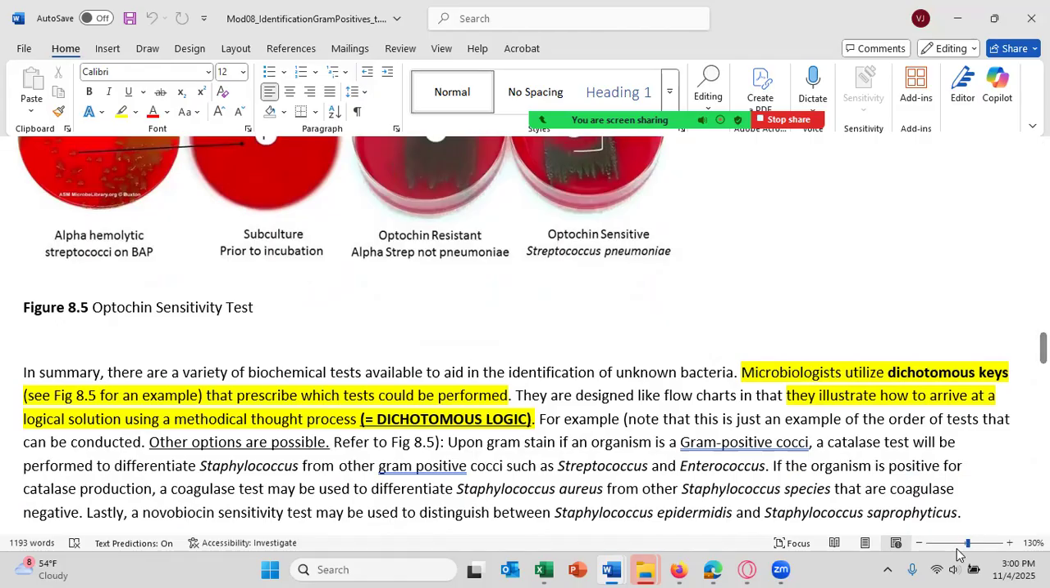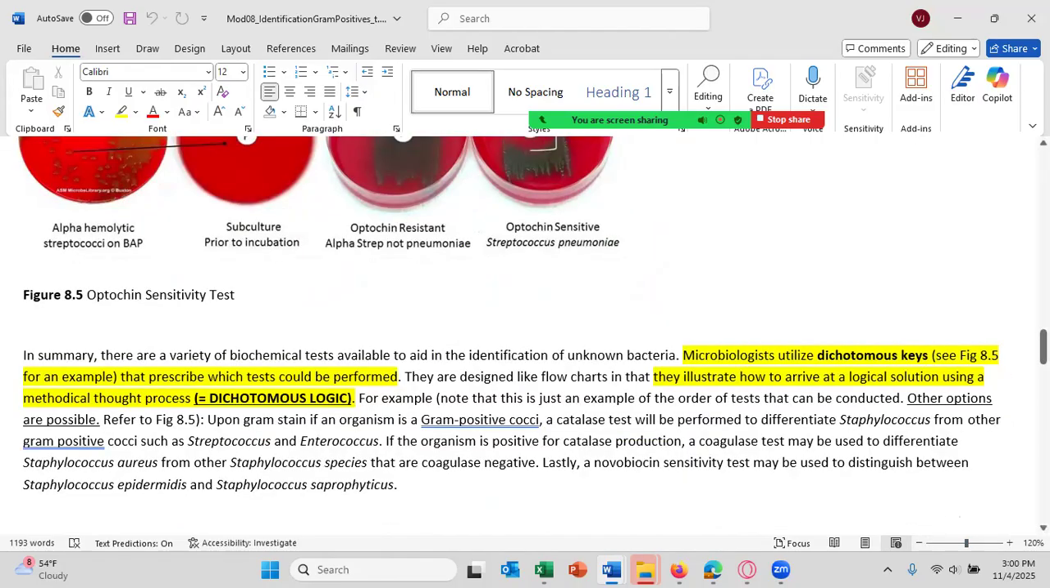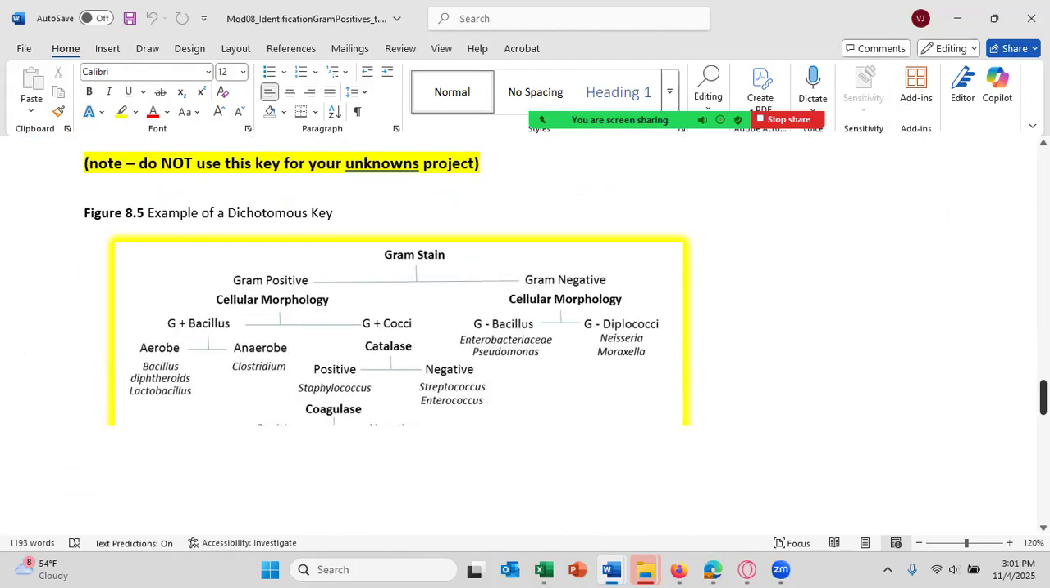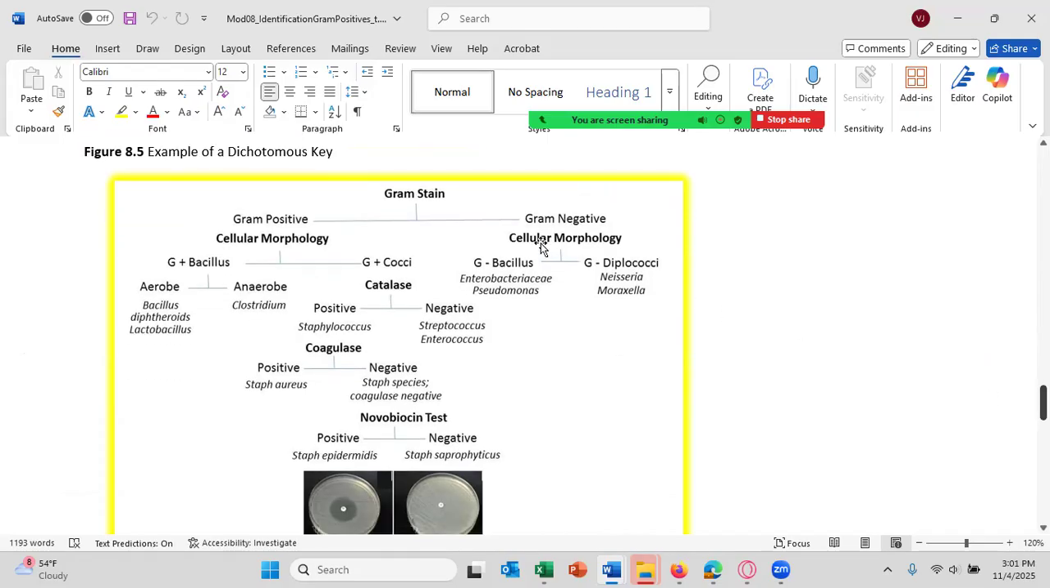All right, let me briefly talk about, actually, I've already talked about the dichotomous key. So you use the dichotomous key to follow dichotomous logic, where you have a bunch of species, and then you run a test which separates the species into one of two categories. You throw out the one that it's not, and then run more tests to separate the species that the first test was positive for. An example of a dichotomous key: we have all the species of bacteria.